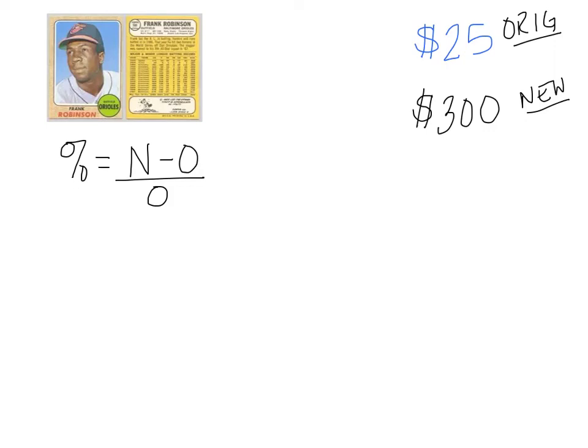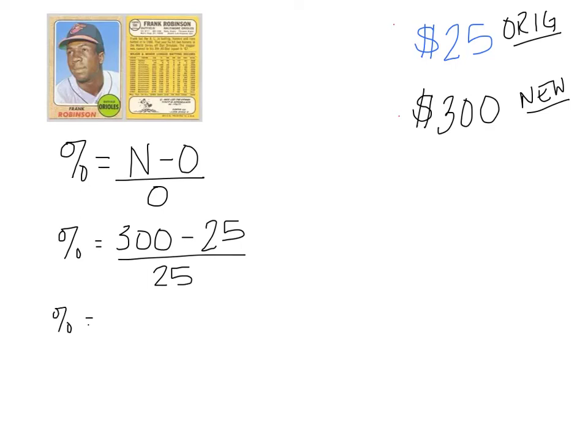So remember, the percent of change is equal to new minus original divided by original. Now this should be a positive number because it went from a small number to a big number, which is an increase, and an increase should show as a positive number. So let's see if that happens. My new number was 300 minus my original number, which is 25, divided by my original number, which is 25. So the percent is 300 minus 25. Well, that's 275 divided by 25.